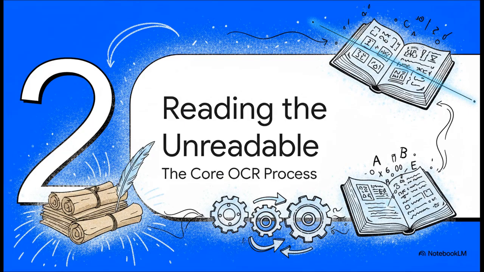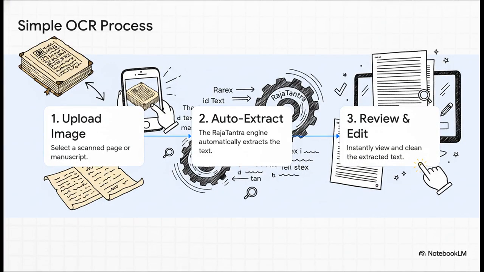All right, so how does it actually work? How does it read something that looks, well, unreadable to most of us? Let's walk through the main OCR process. Honestly, it's shockingly simple. You just grab your scanned image, a page from a manuscript, whatever, and you upload it. The Rajatantra engine is so smart, it just figures out the language and pulls the text right out.